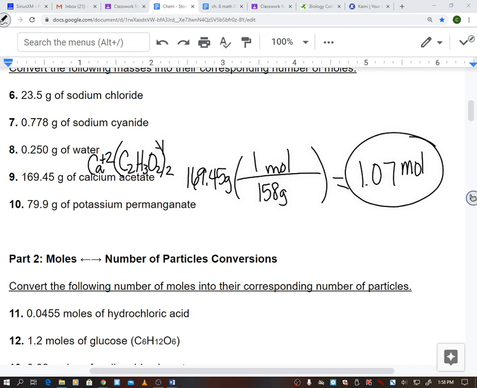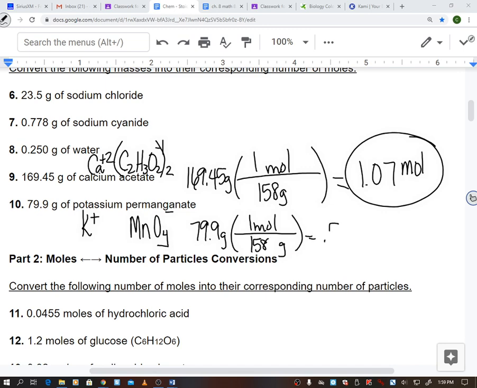All right, and then lastly, I have potassium permanganate. So potassium is a K with a plus sign. Permanganate, if you look on that special sheet, is MnO4, and it is a -1, so everything's good here. There's no crisscrossing, the charges cancel. So I'm going to take 79.9 grams, and for 1 mole, I need to figure out how much that weighs. If you're looking, potassium weighs 39, manganese weighs about 55, and oxygen weighs 16, but there are 4 of them. So add all that together, it is 158 grams. And that is going to be 0.51 moles of potassium permanganate.